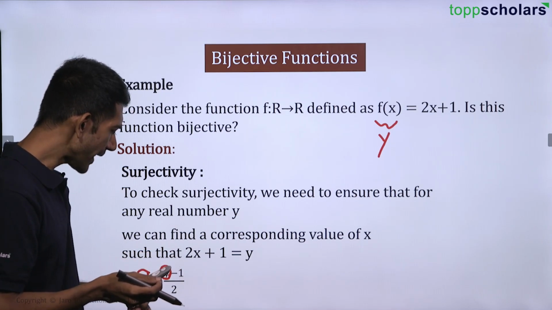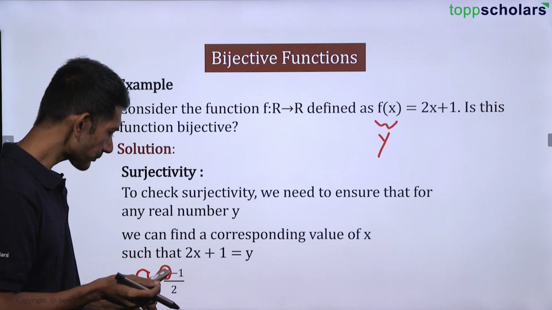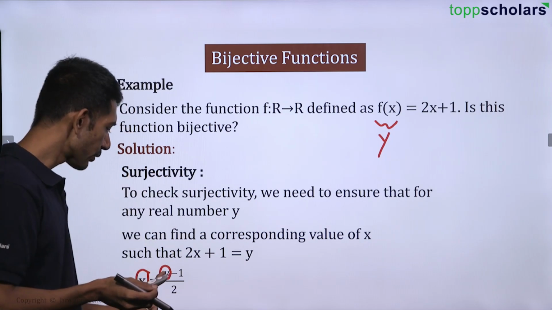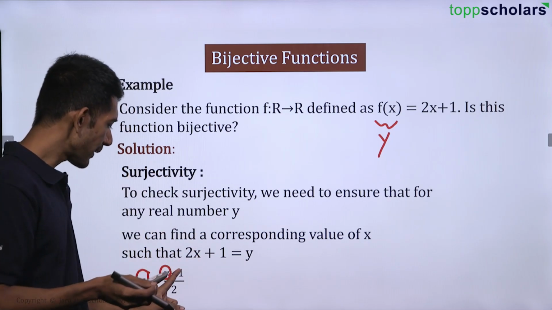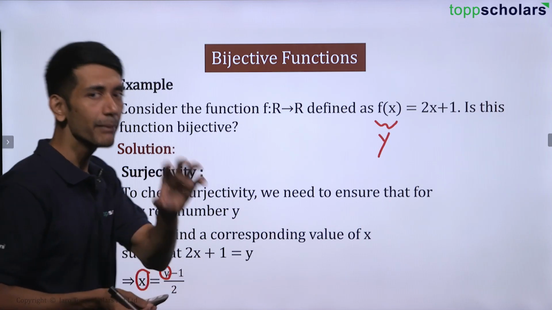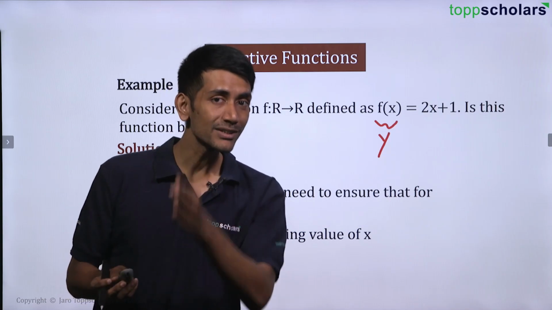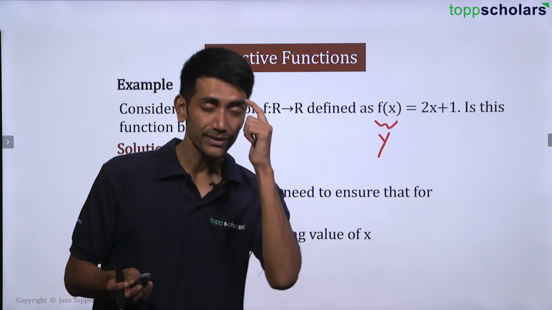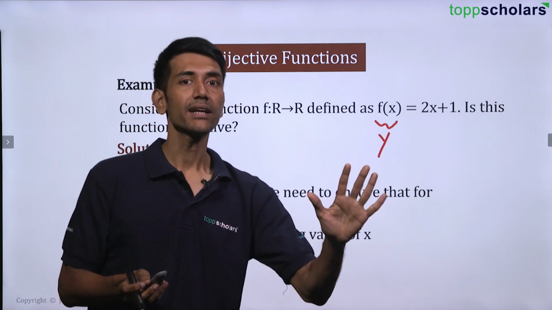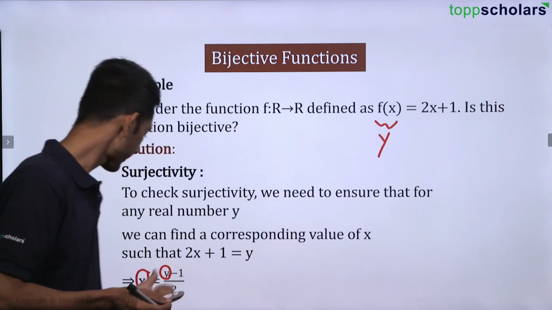Because if you put y as anything, say 3, you will get 3 minus 1 by 2, 2 by 2 which is 1, so the value of x is 1. If you put 6, you get 6 minus 1 by 2, 5 by 2. So for every y, you will get some x. That means nothing is missed out. Y is like your set B, imagine. So everywhere you are getting a pre-image, that is x.